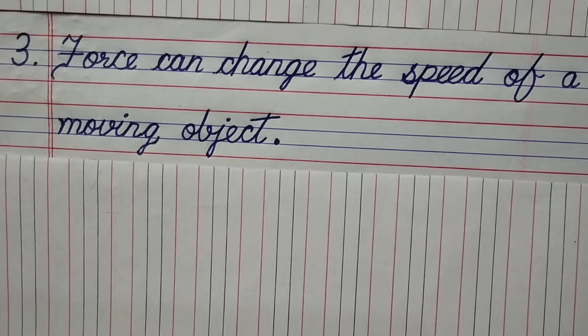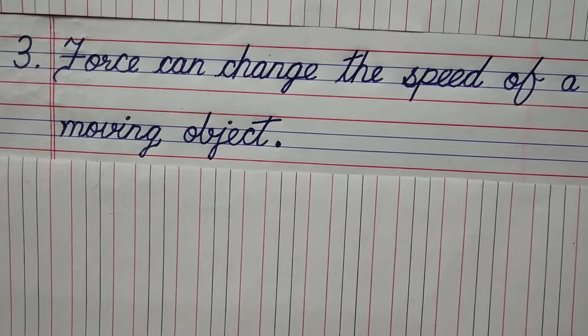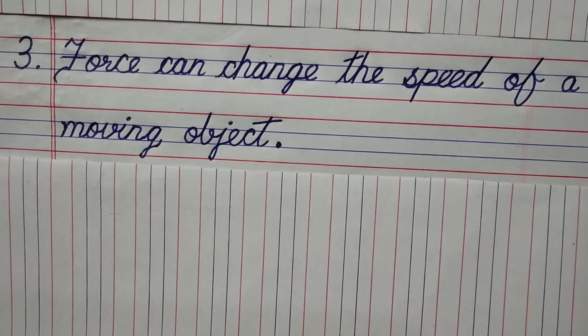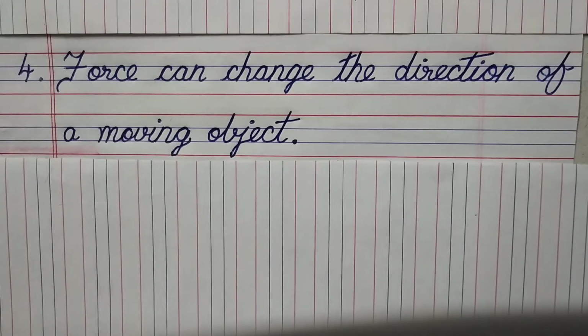The third, force can change the speed of a moving object. When a person pushes a moving bicycle from behind, then the speed of the bicycle increases, and if the person pulls the moving bicycle from behind, then the speed of the bicycle decreases.